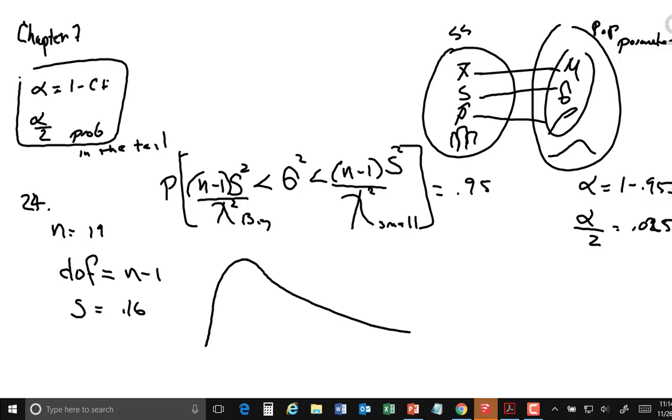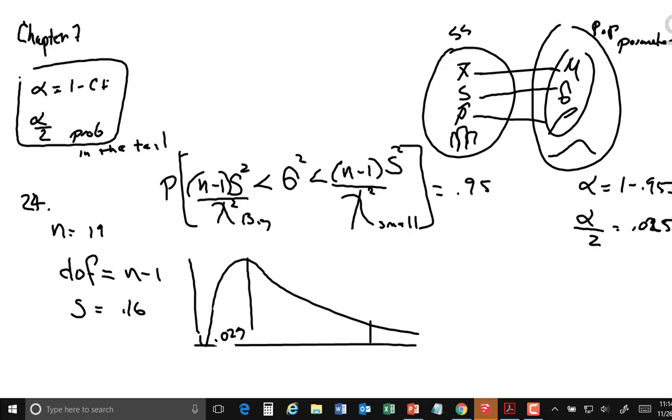And what stretches it in and out will be these degrees of freedom. So in this case, I still, just like the other ones, have to put 0.025. Or better yet, let me make it bigger so I can put it in there. Okay, so I want to put 0.025 in this tail.